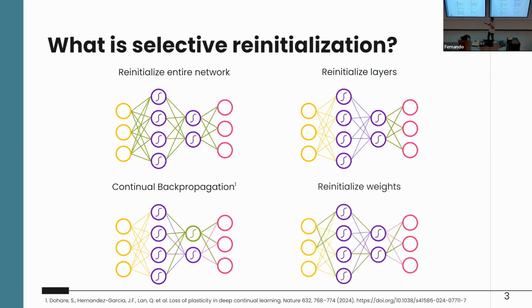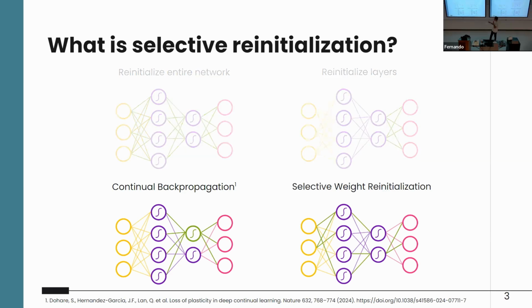And finally, reinitialize weights. All these 3 options have been explored, but nobody has really tested reinitializing weights for maintaining plasticity. And that's exactly what I'm going to be doing in this talk. Introduce an algorithm called selective weight reinitialization and compare the performance between selective weight reinitialization, that means reinitializing weights, against continual backprop, which is initializing features.